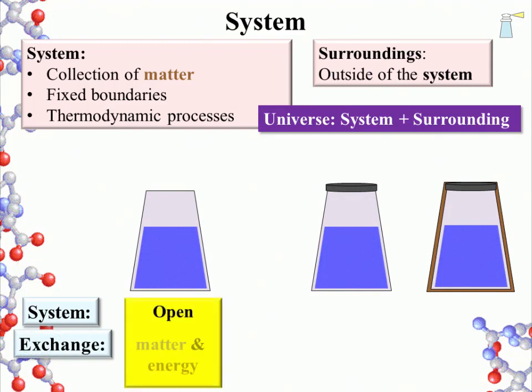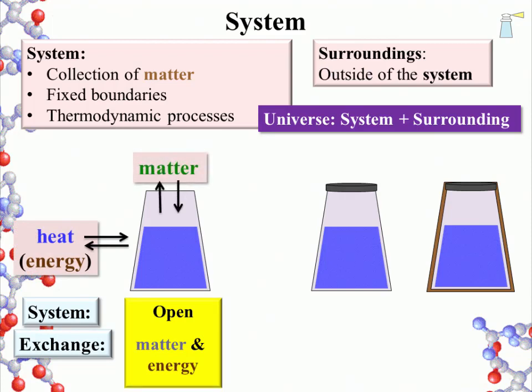The first system is called an open system. It allows an exchange of heat and energy between the system and the surroundings. An open system can also have an exchange of matter with the surroundings. An open flask, sitting on a table, can be warmed or cooled by its surroundings, and can have some of its contents evaporate into the surroundings.